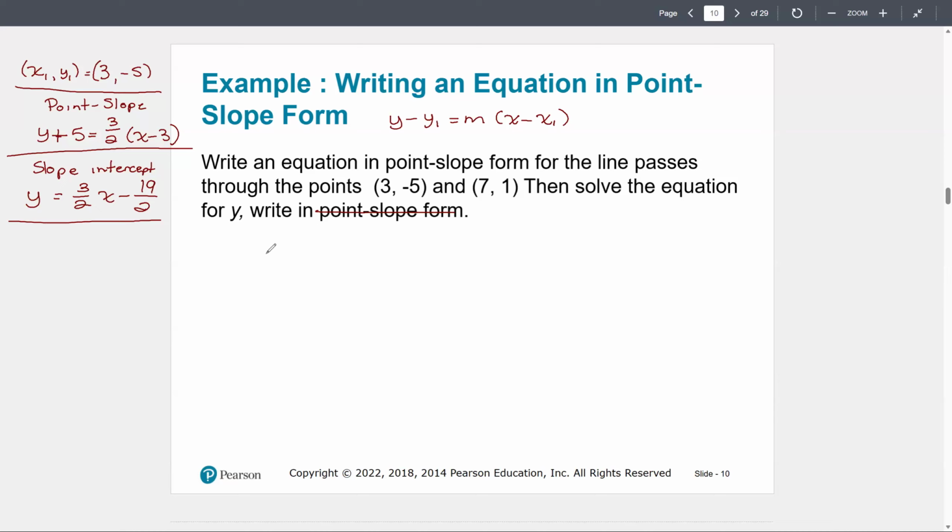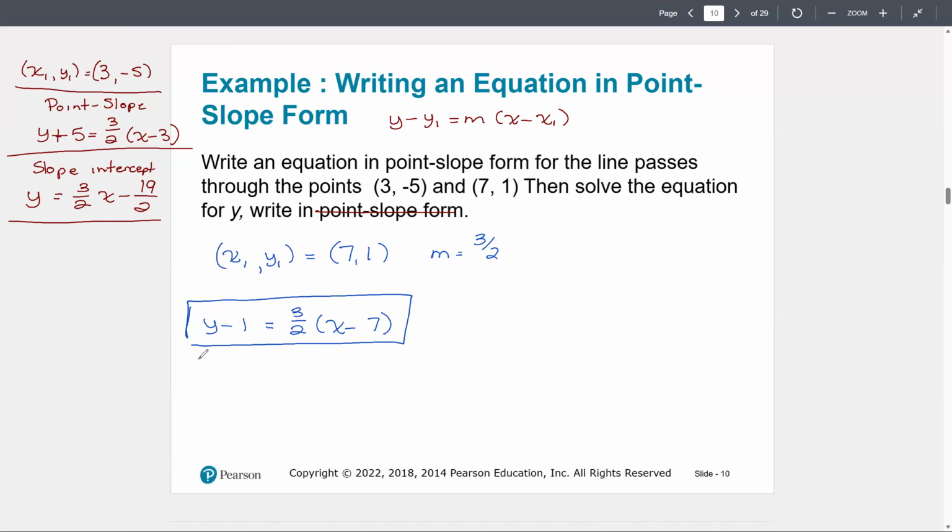So now I'm going to say my x1, y1 is going to be the 7, 1. So now we're going to have y minus y1, which is going to be 1. And then my slope is still 3/2. That hasn't changed. And then we're going to have x minus my x1, which is the 7. So this is going to be my point slope form. So we do get a different point slope form.